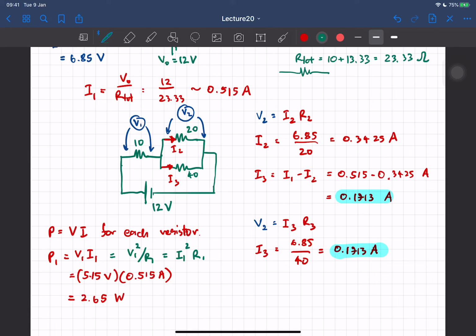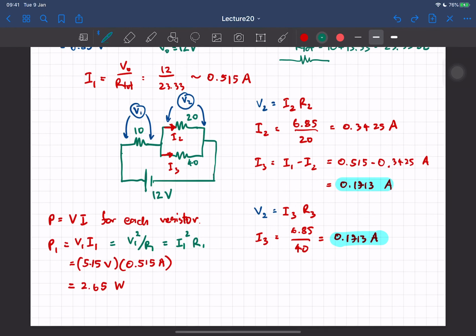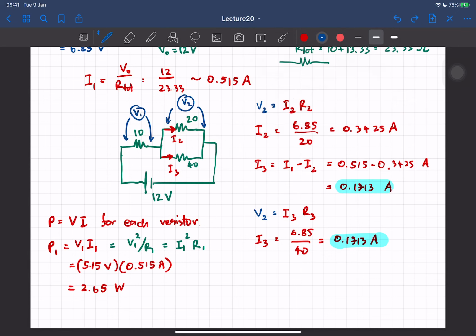And then you can do the same thing for R2, to see what's the power loss for R2, and then you can do for R3 and calculate what's the power loss for R3. Okay, so I'm gonna write down the answer, and just make sure that you know how to calculate. So P2, which is the power loss in R2, that's gonna be 2.35 watts. And then P3, which is the power loss in R3, that's gonna be 1.18 watts. Okay, so just make sure that you get the same answer that I did here.